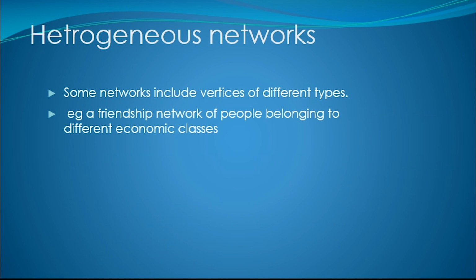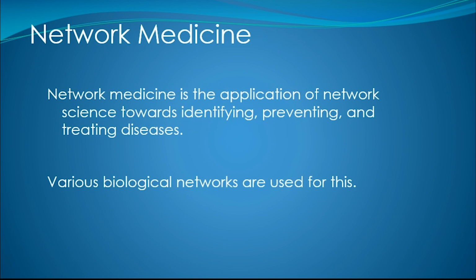Again, heterogeneous networks. Some networks include vertices of different types. In friendship networks, people belong to different economic scenarios. So even though all are persons, still the network is heterogeneous. Network medicine is one of the recent areas; a book came out 2 years back. Network medicine is the application of network science towards identifying, preventing, and treating diseases.